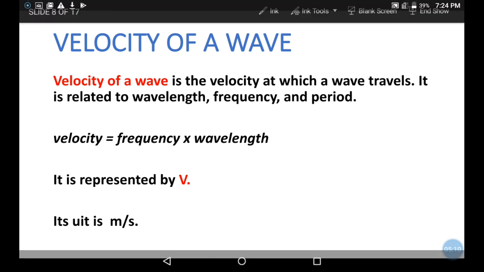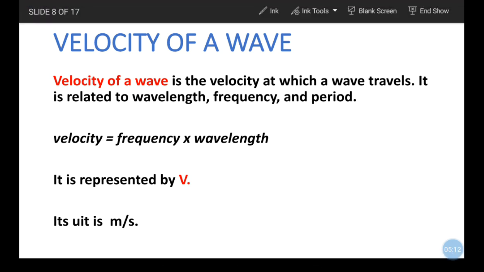Velocity of a wave. As we know that velocity means a wave travels. So velocity is a physical quantity. The distance covered by the wave or the displacement covered by the wave in a unit time is known as its velocity. Velocity means the displacement covered by the waves in a unit time is known as its velocity.